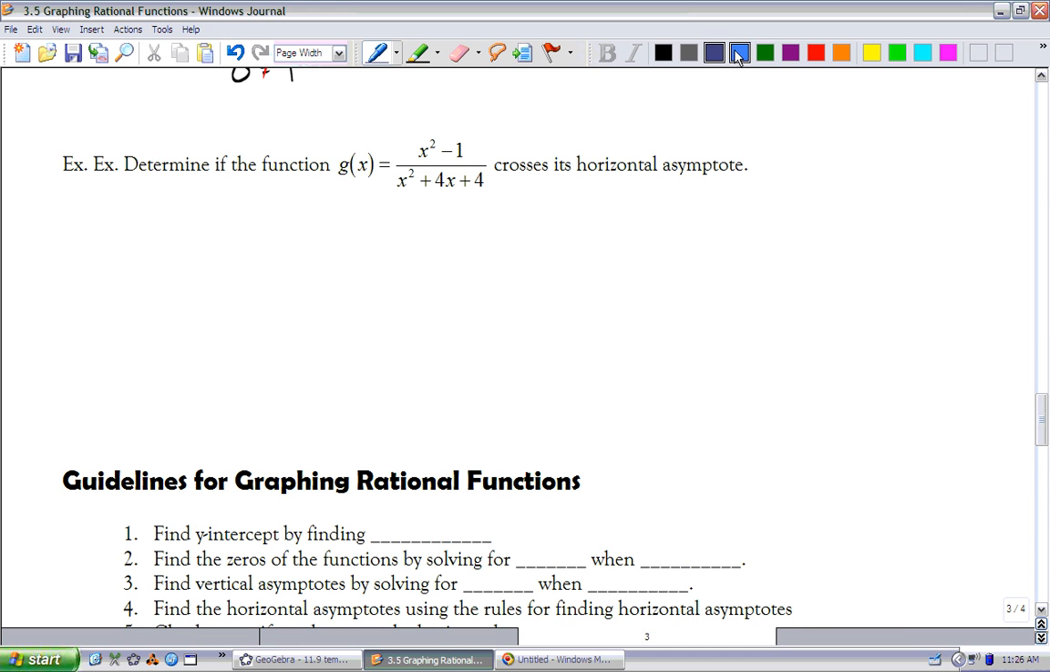In this case here, this one has a horizontal asymptote at y equals 1. That's because the degrees are the same, and so we would look to the leading coefficient over the leading coefficient, which would be 1 over 1, which is 1. So we need to say, alright, does g of x ever equal 1?